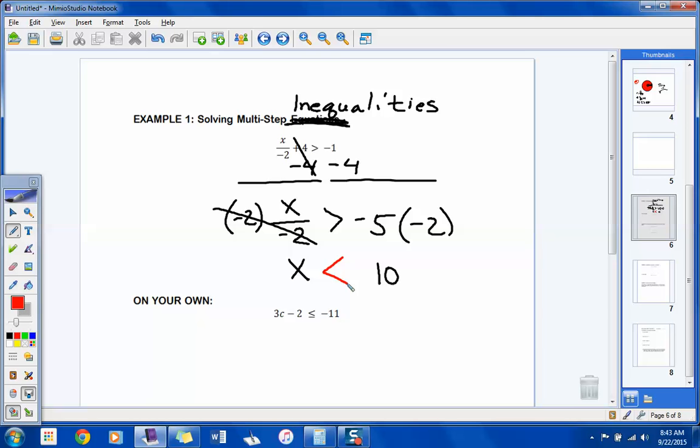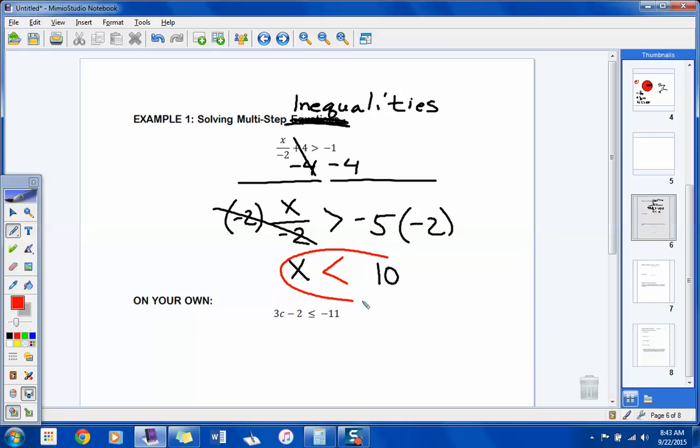Now just as a reminder, if I had to say, hey, graph this now, would you be open or closed on 10? Open, and then our shading left or right? Left, right? Value's less than 10. Okay, good. That was awesome, you guys.